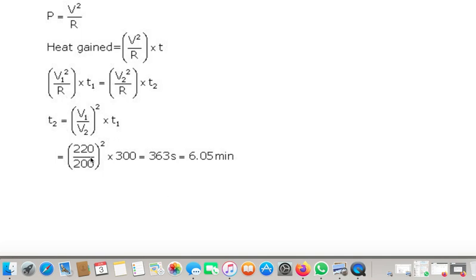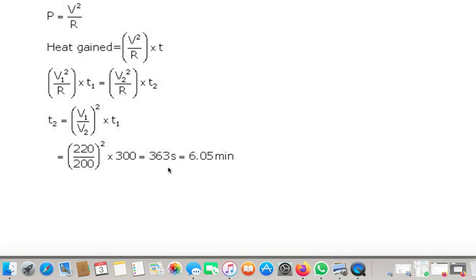V1 is given as 220 volt. V2 is given as 200 volts. Substituting the values, 0, 0 cancelled. 11 upon 10 is what we get, squared, multiplied by the time. Students, see the time T1, how much is it given? Okay. Now we will convert it into seconds, and in seconds we get it as 300. So solve it out. 11 upon 10 whole square into 300. So 11 square is 121. 10 square is 100. So 121 upon 100. 2 zeros will be cancelled with it. So that is what I get on solving. I get it as 363 seconds. Now this is in seconds.